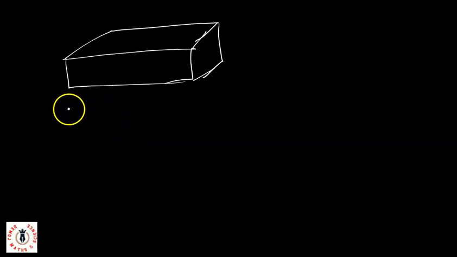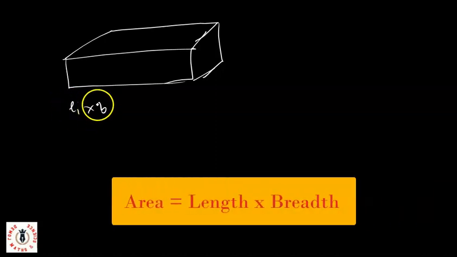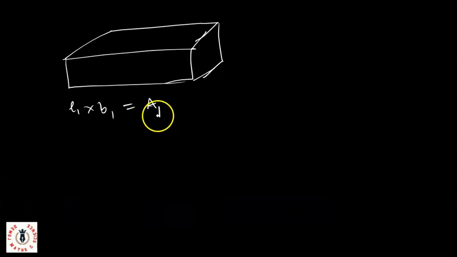Now, we know from our basic elementary arithmetic that L1 times B1, that is the length times breadth of any object, is equal to area. Let's call the initial length of this object L1 and the initial breadth B1, to give us the initial area of the surface A1, so that A2, the final area after it is heated, is the product of L2 and B2.